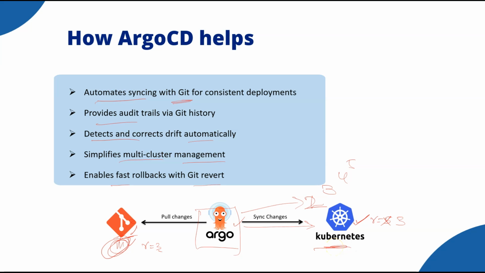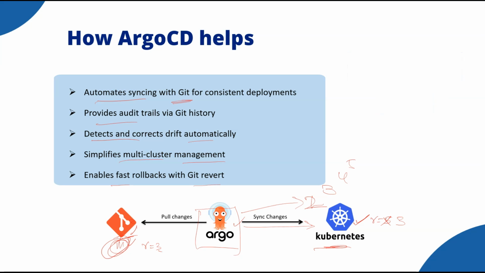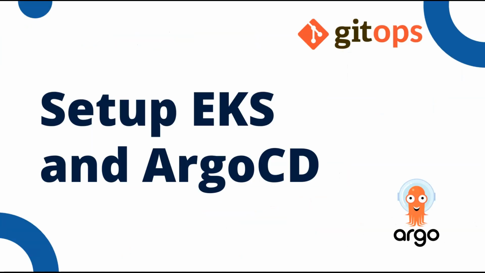Now we are going to see this practically. I'm going to set up one Kubernetes cluster, then install Argo CD, then we'll deploy some applications on that and we'll see how it takes care of that application. For that, first thing is I'm going to set up an EKS cluster, then I'm going to install Argo CD on top of that one.